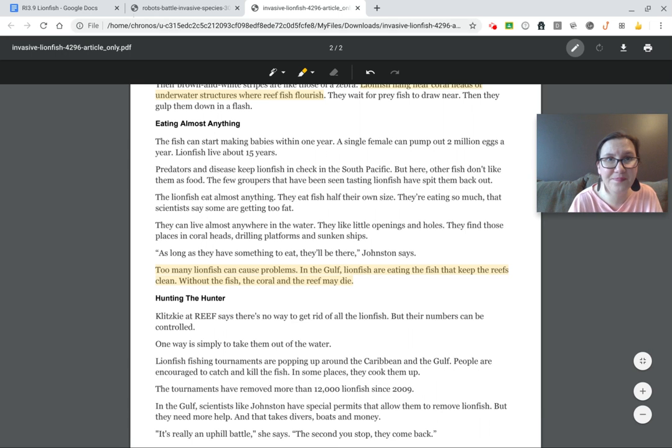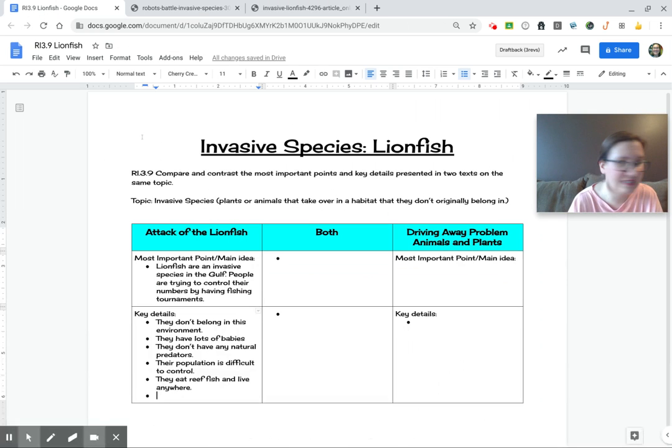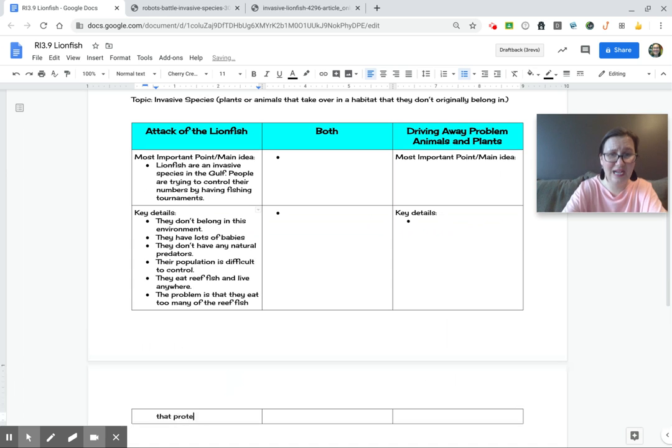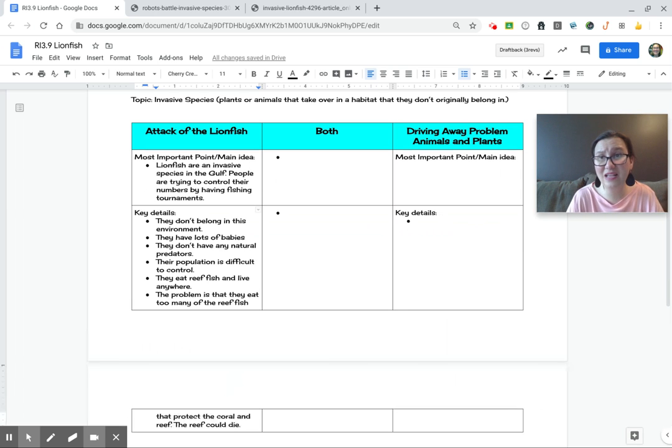That's a problem. I'm going to go back up here because I'm going to note that that is a super big problem. So I'll write the problem is that they eat too many of the reef fish that protect the coral and reef. The reef could die. All right, I think I really understand the problem about these invasive species. They're really dangerous to this habitat.